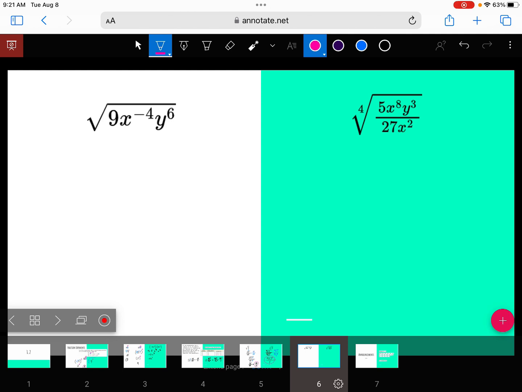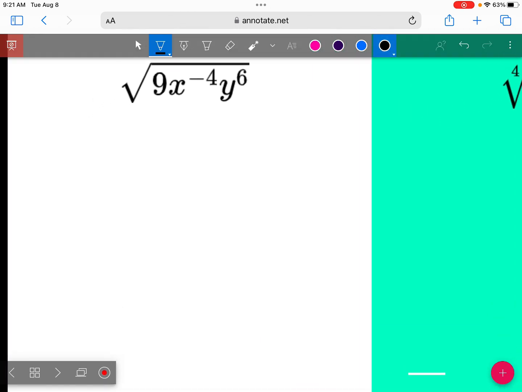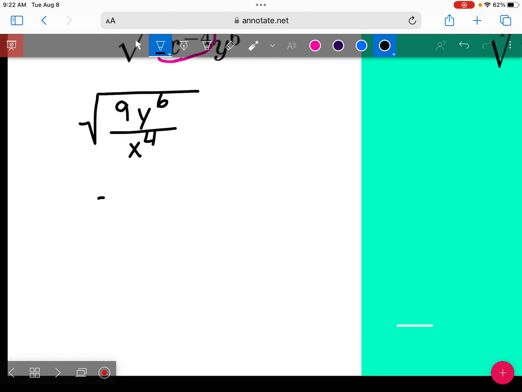Okay, so we've got a square root here. But I'm going to split it up. Remember, this negative exponent takes this guy into a denominator. So what we have now is the square root of 9y to the 6th over x to the 4th. The negative exponent only moves that one piece. Then we're going to use our radical rules. We've got the square root of 9y to the 6th over the square root of x to the 4th.